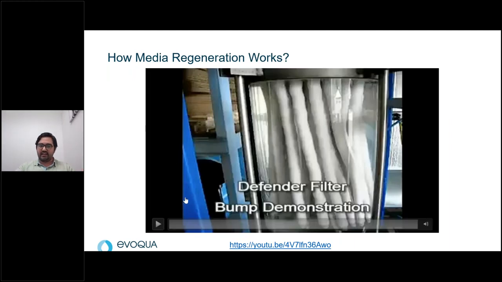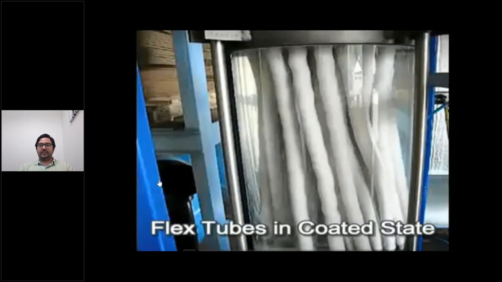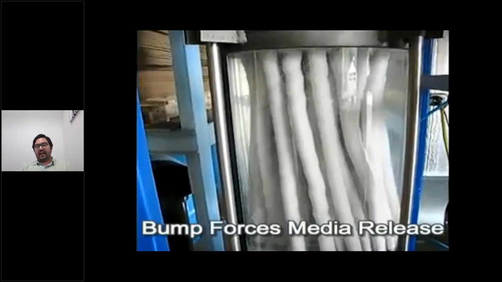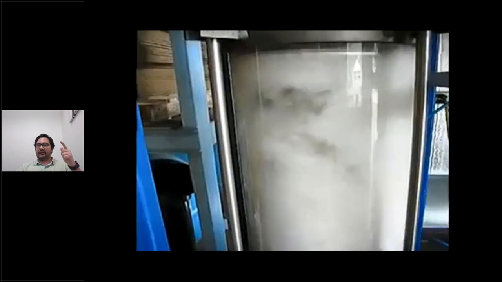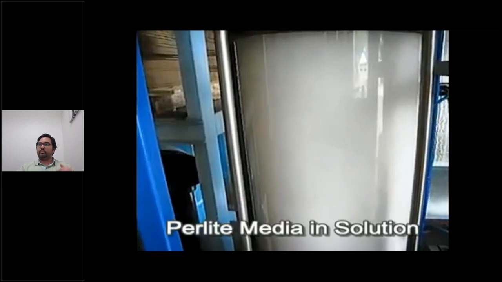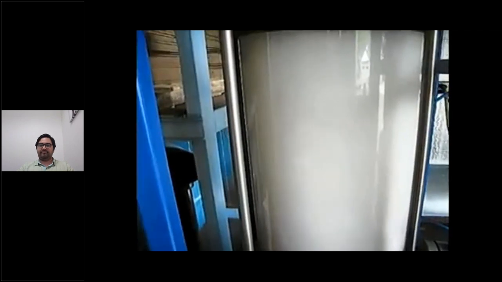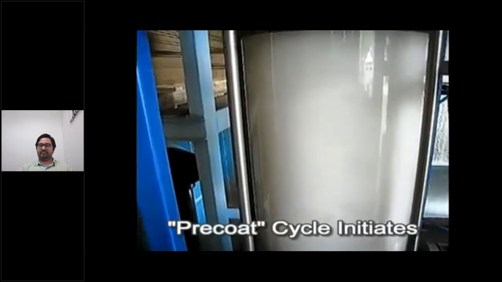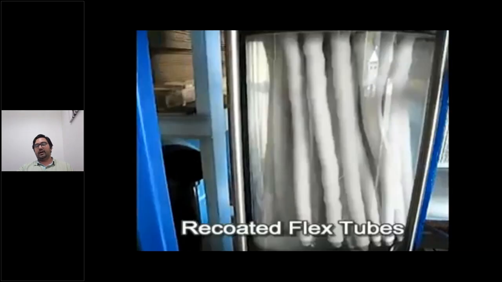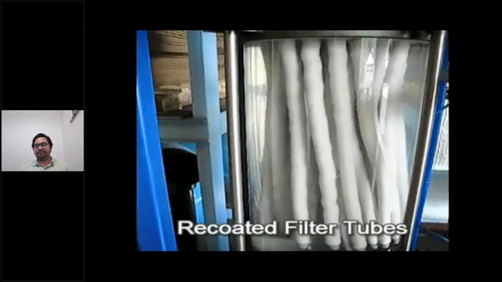This is how it looks like inside the tank. I'll just play the video. You can see the perlite is actually now coated onto the tube. Every day, we have to do this bumping, in the morning before the pool starts. Then there will be a pre-coat process for all the media to coat back onto the tubes. Once the coating is done, you can start back your filtration mode for your swimming pool.